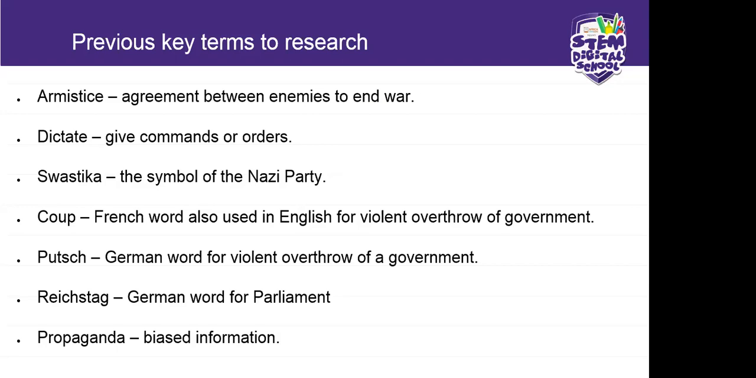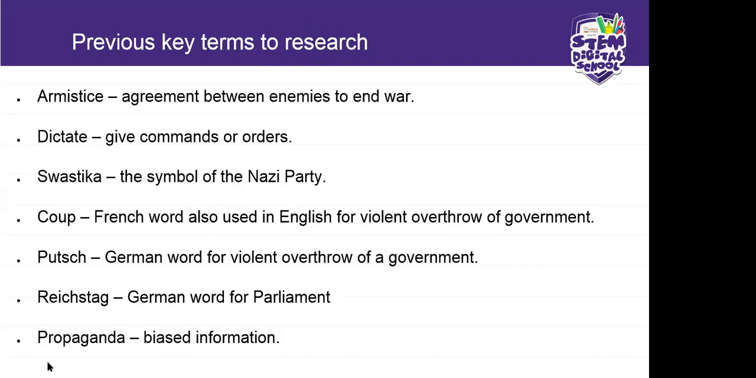So let's go through the key terms. The first one, we have the armistice. What is an armistice? An agreement between enemies to end war. It's called an armistice. What is to dictate? So you correct your answers if they are not similar to mine. Just correct. Okay, what is to dictate? Give commands or orders. Remember, Hitler was a dictator. So he was giving commands and orders to people.